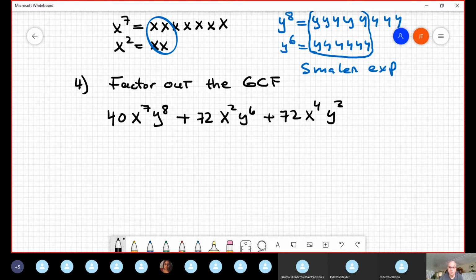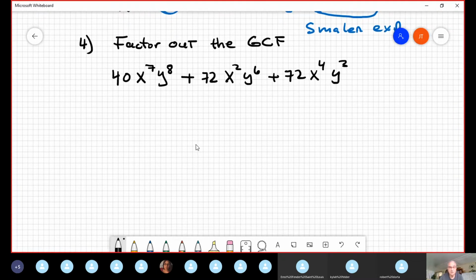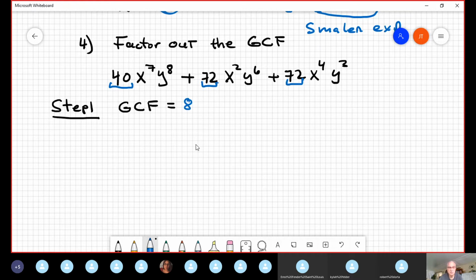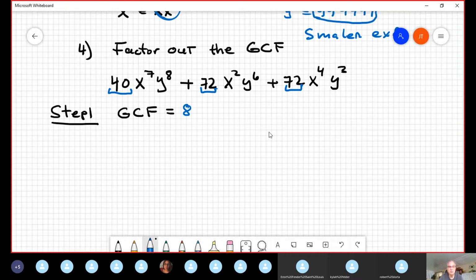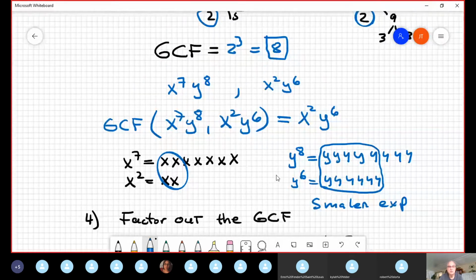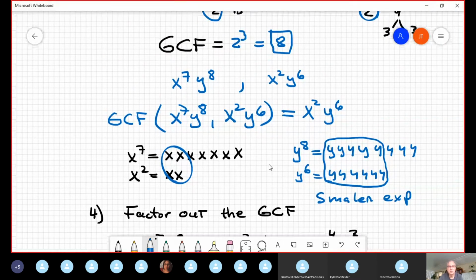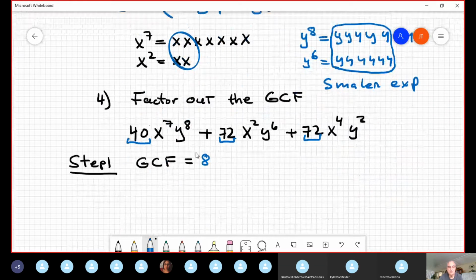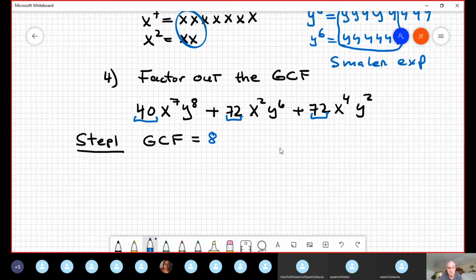Okay, what is the first step? The first step, an important step, is to find the GCF. And we did this before, no? The greatest common factor of the numerical part was 8. Do you remember that or no? Yeah, it was 8. Look at that here, between 40 and 72. Well, by coincidence 72 is repeated, so it's okay. The analysis is the same.